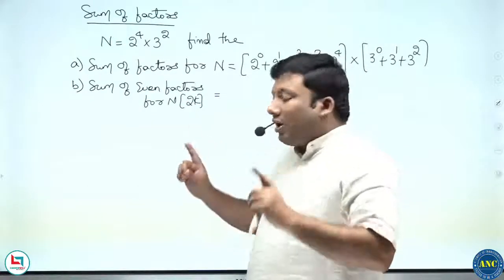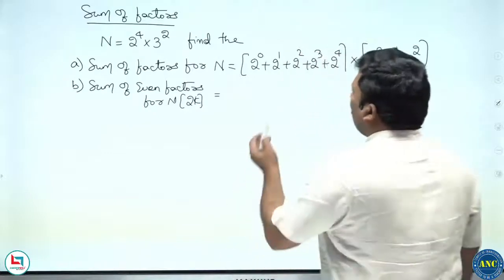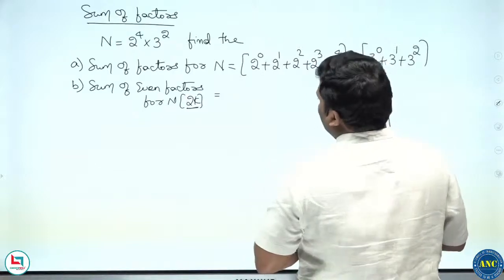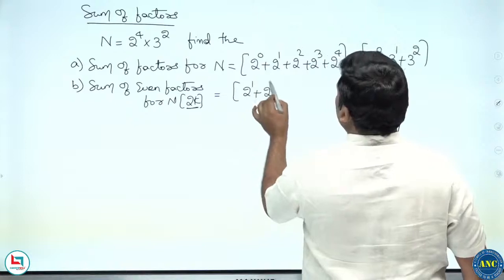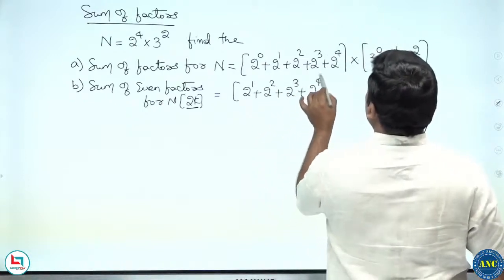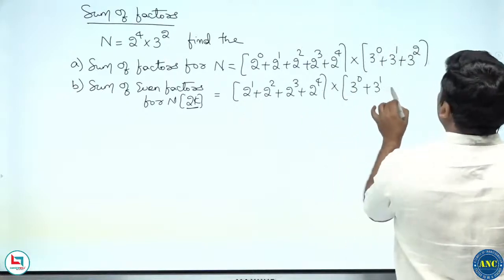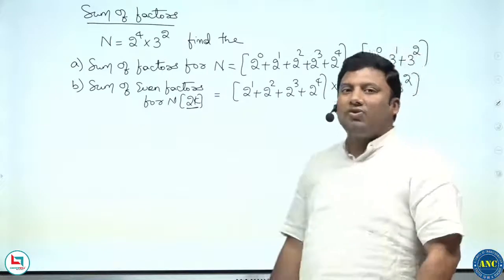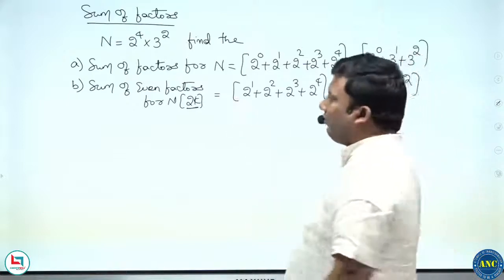So, what is the minimum power of 2 that should be there in an even number? It is 1. Do not start from 2 power 0 because it is an even factor. Minimum 1 power of 2 should be there: 2 power 1, 2 square, 2 cube, 2 power 4. There is no restriction on any other prime base, so it can be all the powers: 3 power 0, 3 power 1, 3 power 2. That's all. Sum of the even factors.